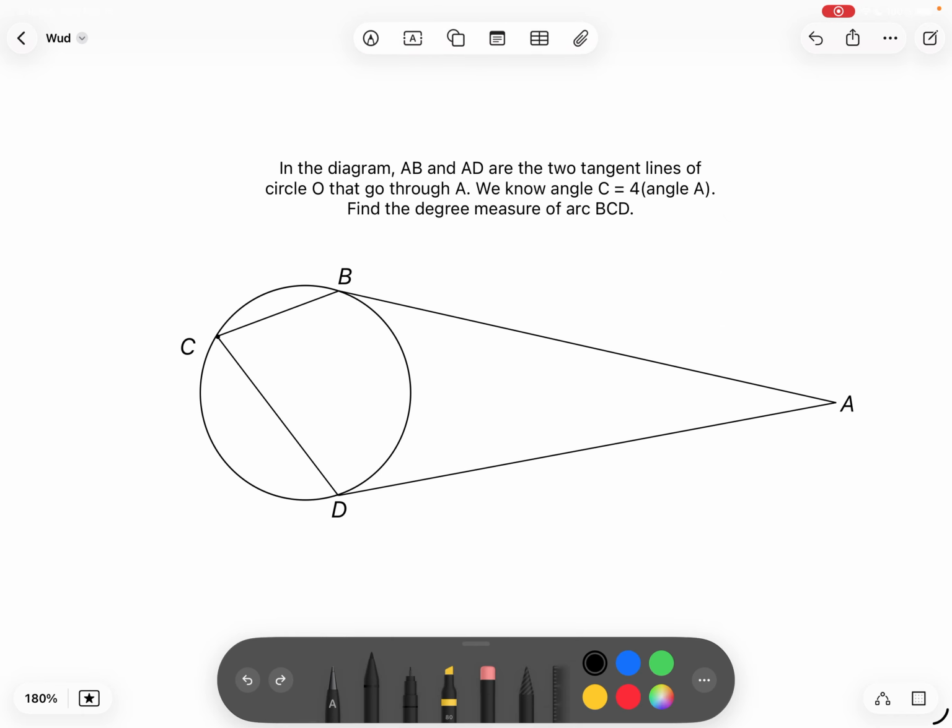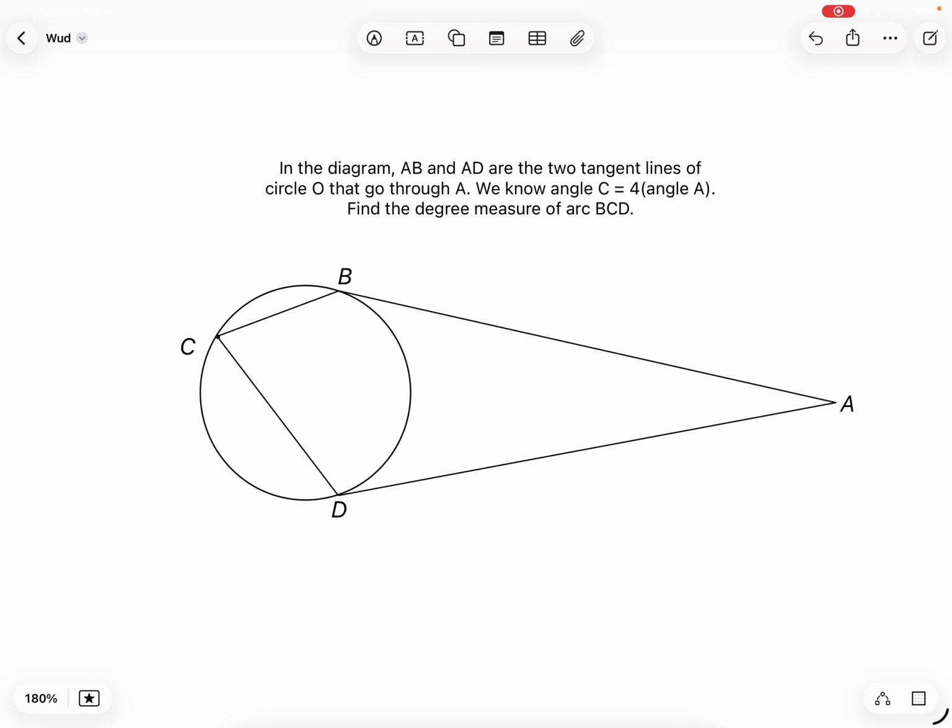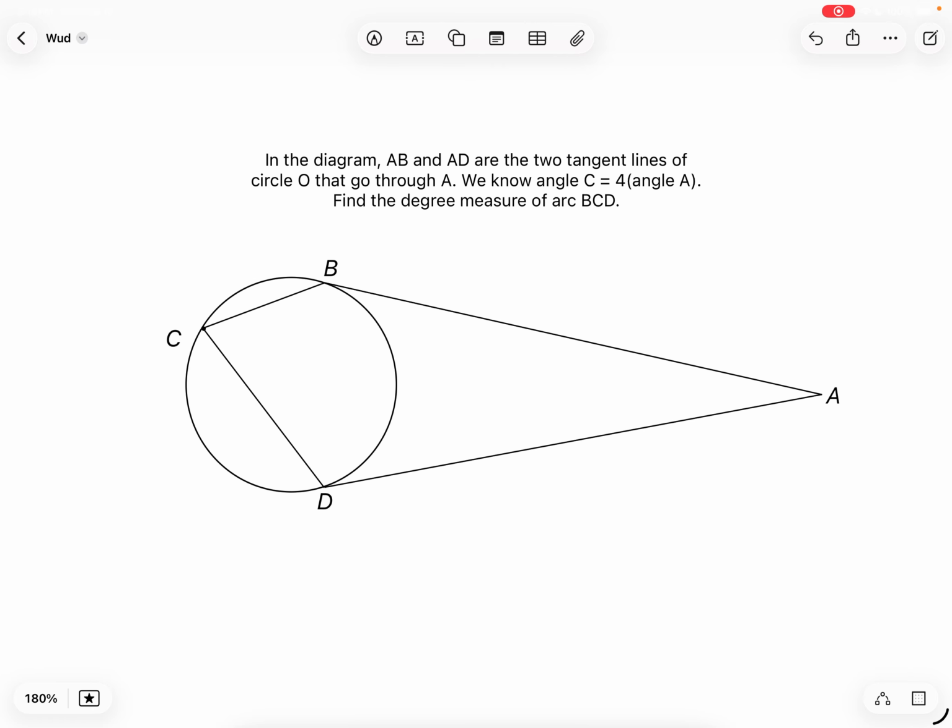In this video, we'll be solving a problem relating to circles, sectors, and arcs in geometry. Here's the problem statement. In the diagram, AB and AD are the two tangent lines of circle O that go through A. We know angle C equals 4 times angle A. Find the degree measure of arc BCD.